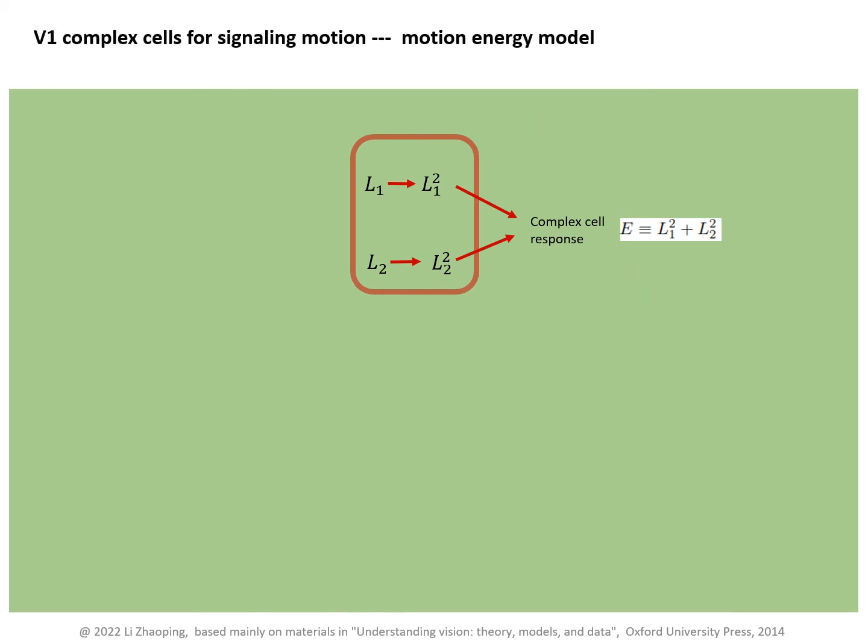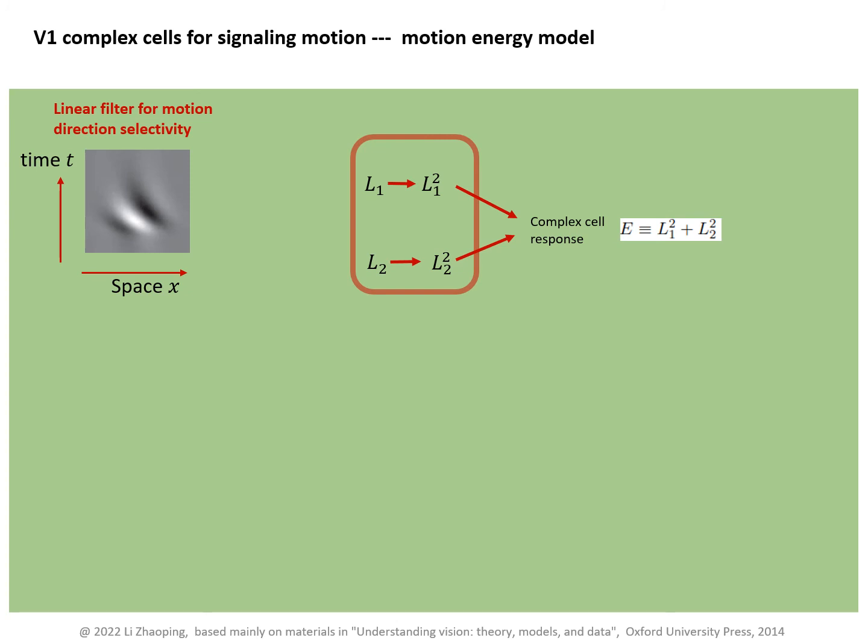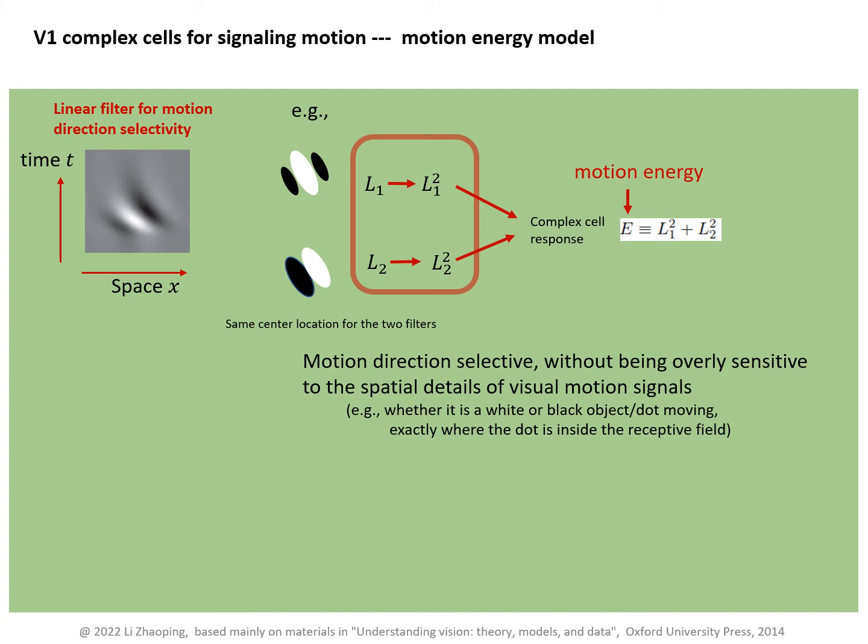Here is a complex cell to signal motion direction of visual inputs, described by a motion energy model. Recall that a linear cell tuned to motion direction is a filter oriented in space-time. When we have a quadrature pair of such filters, and then we square their linear outcomes and sum them up, the result is motion energy. It describes a complex cell's response tuned to direction of motion of visual inputs, and this response is not overly sensitive to the exact spatial details of the moving inputs within the receptive field.